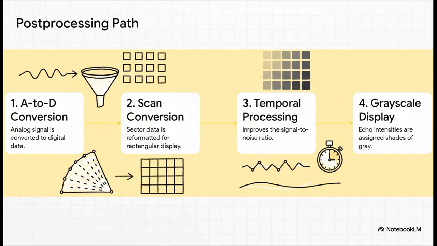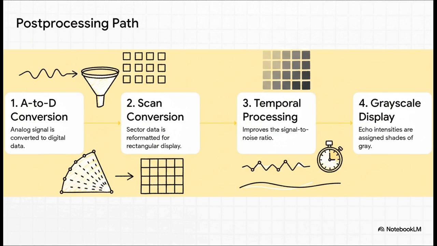Okay, so after that initial signal is acquired and pre-processed, it starts its journey through the digital guts of the machine. First, an analog to digital converter takes that continuous wave of information and chops it up into discrete digital data, ones and zeros. Then, a digital scan converter takes the pie wedge shape of the scan and cleverly reformats it into the rectangular display we see on the screen.